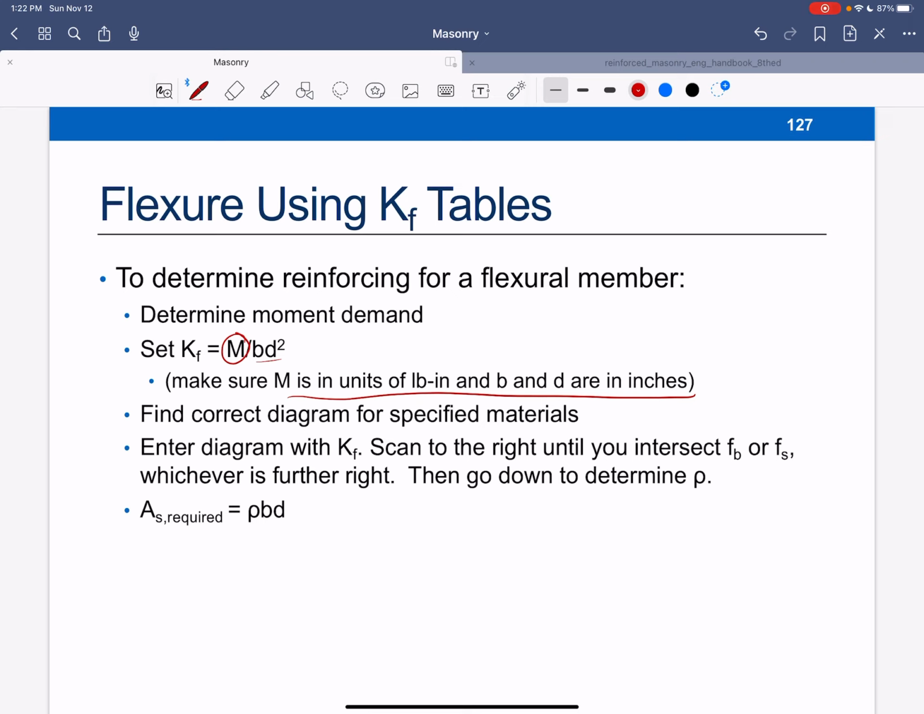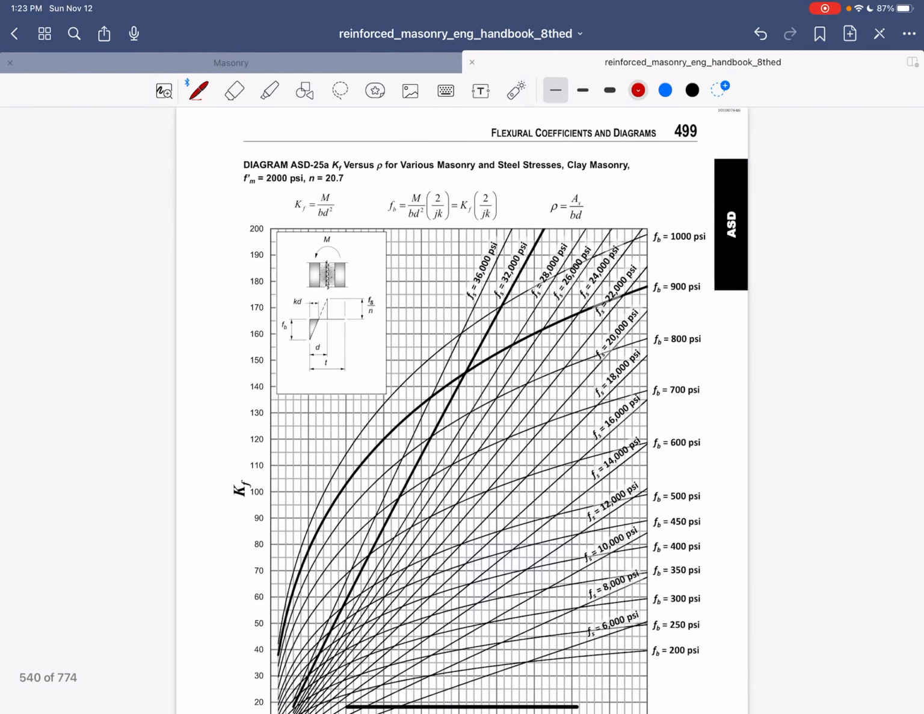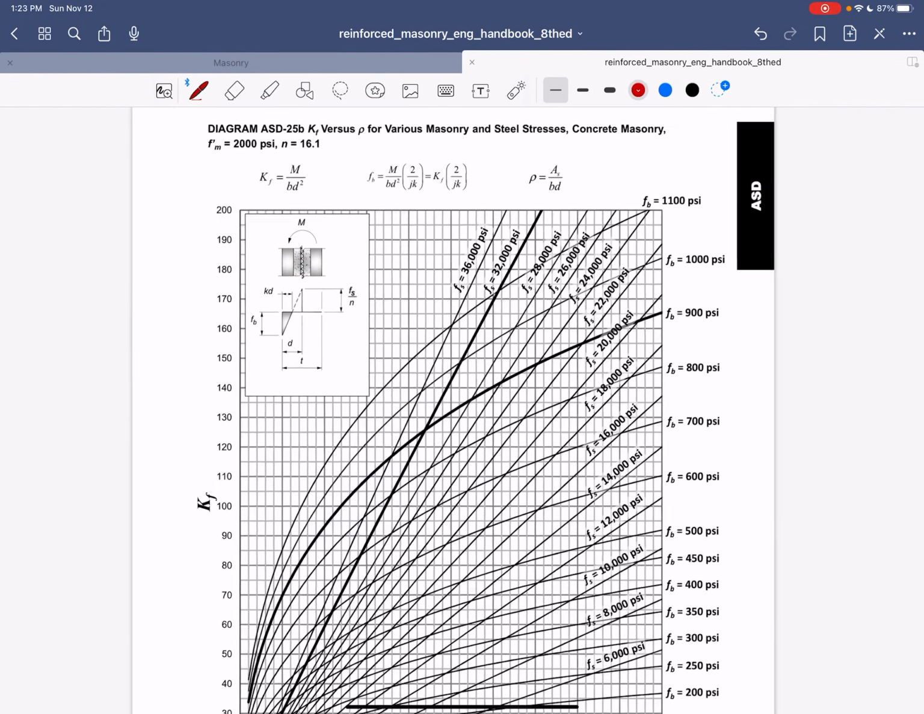I go in with this, I would look at it as a required KF. So this is the KF required. That's what I would call it. And I go until I intersect with one of the curves, whichever one is further right. Then I go down and I can find rho, and that's going to tell me the reinforcement ratio. And if I multiply that by BD, that's going to tell me how much steel I need. So pretty nice here.